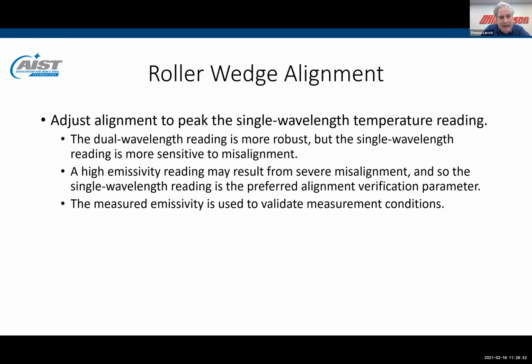Another way that you can test to confirm that your reading is accurate and true is to perform what we call the wiggle test. The right way to align a pyrometer to the roller wedge is to adjust the alignment until you peak the single wavelength reading, and when it's correctly aligned, you should be able to wiggle it in any direction and the reading should not change. If the reading changes when you wiggle the pyrometer, then that is an indication that you're not creating a true sweet spot with a high emissivity.